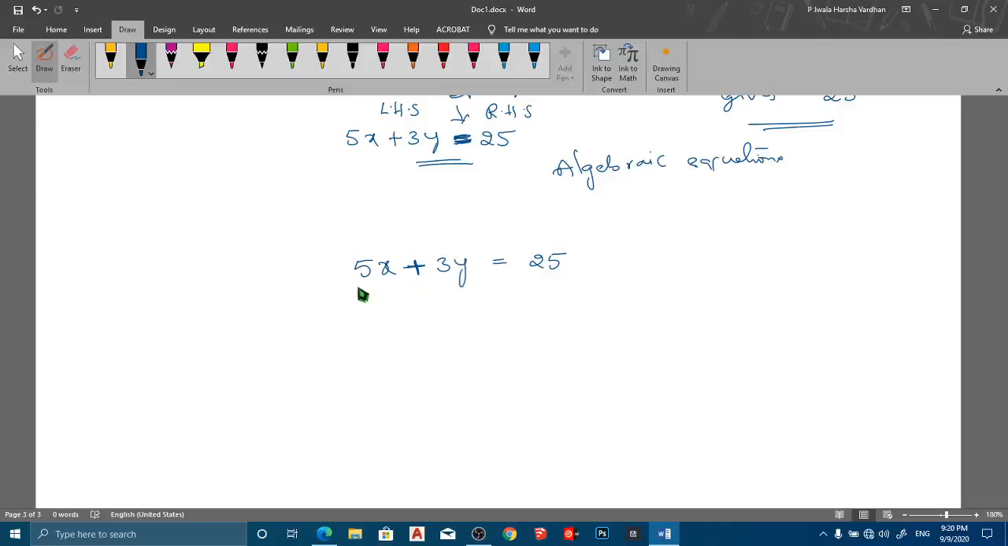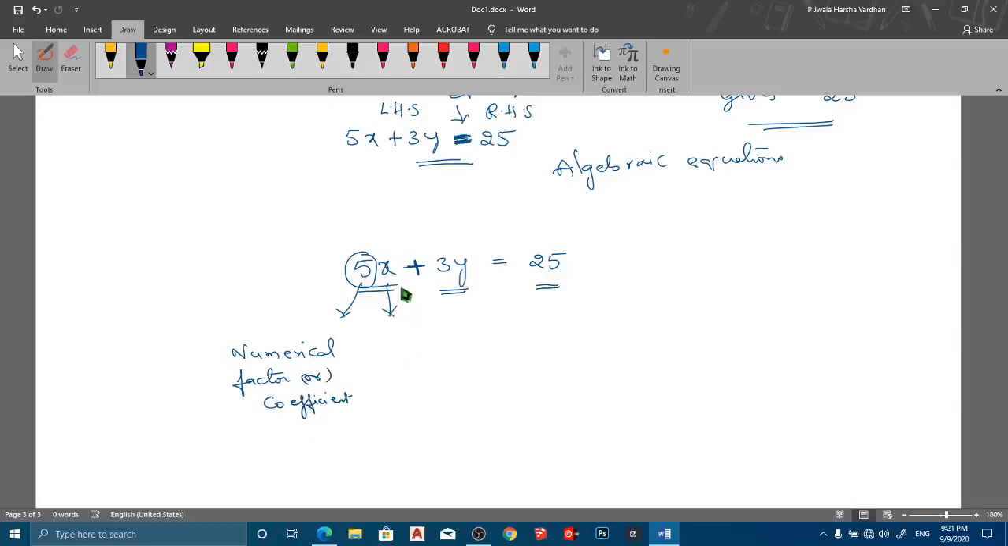Okay. So this is called as the first term. This is called as the second term. Okay. This is called as the constant term. Okay. In the first term, you have two numbers. The first term is built by two numbers. Here, this 5 is called as the numerical factor or coefficient. Numerical factor or coefficient.